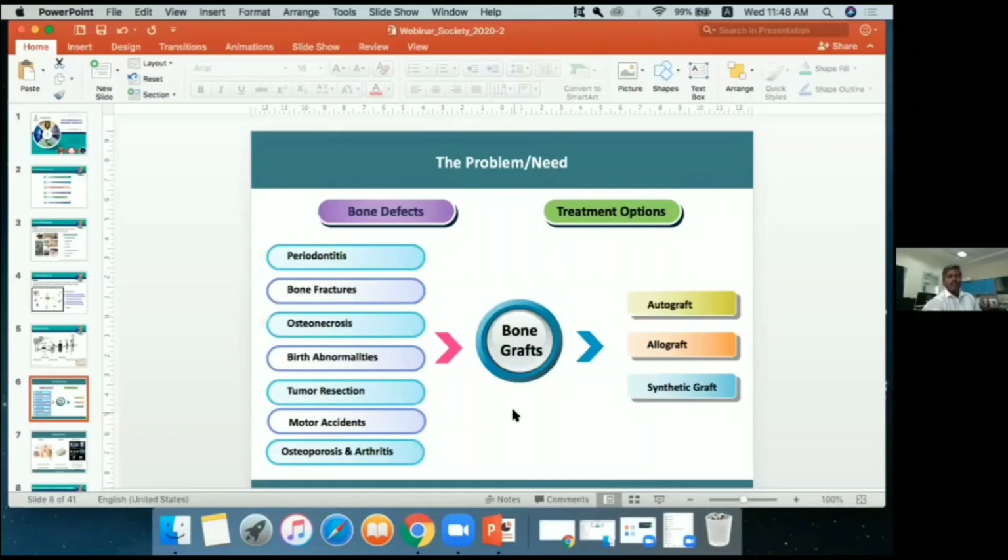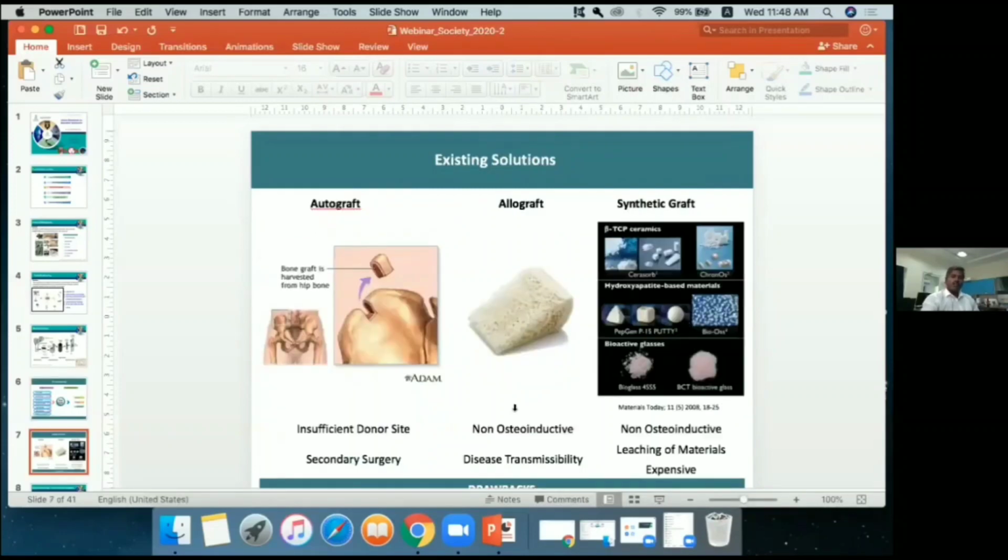So are there any treatment options currently available? Of course, we have three different kinds of treatment options: autograft, allograft, and synthetic grafts. An autograft is nothing but taking the bone from the iliac crest and placing it in the defective place. And an allograft is nothing but taking from cadaver bone. The person died and they stored the bones in the bone bank. Whenever we need it, we can take it and implant it.